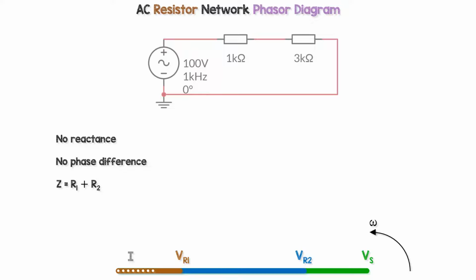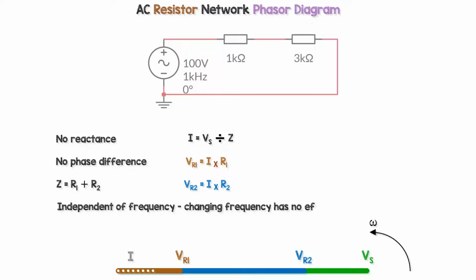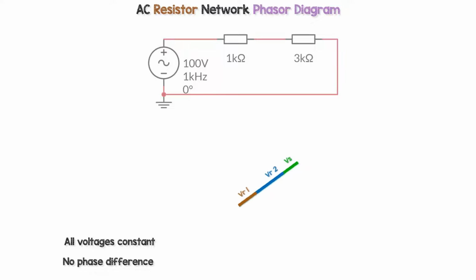The AC impedance is just the sum of R1 and R2 in ohms. From Ohm's law, current equals voltage divided by impedance and has the units of amps. The voltage drop across R1 is the current times R1, and the voltage drop across R2 is the current times R2. It's independent of frequency. Changing the frequency has no effect on R, Z, V or I. They keep the same amounts and they're always in a straight line on the phasor diagram.